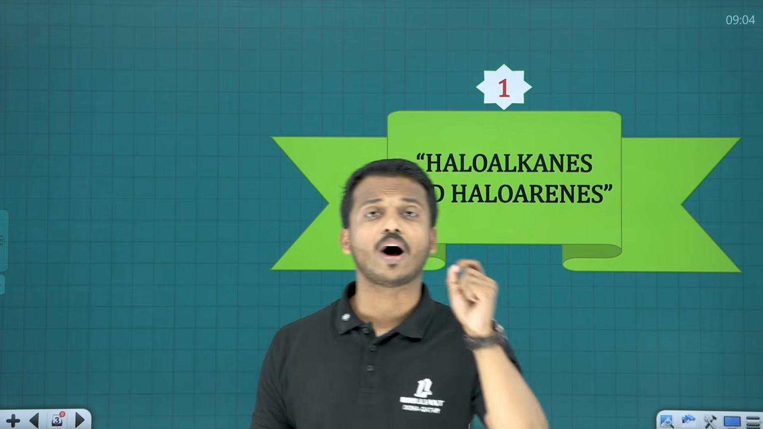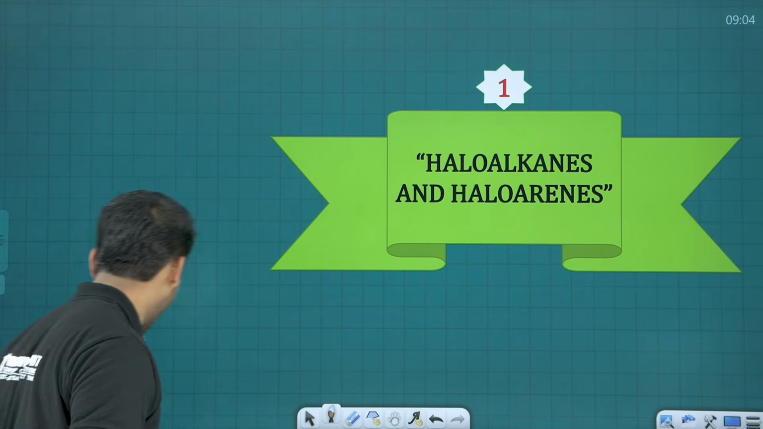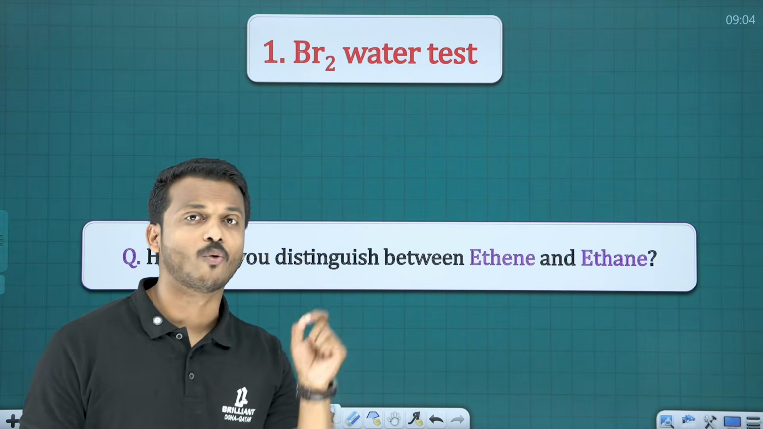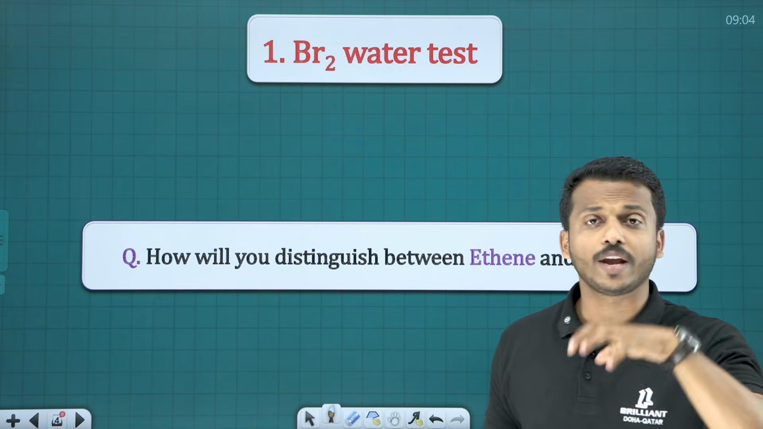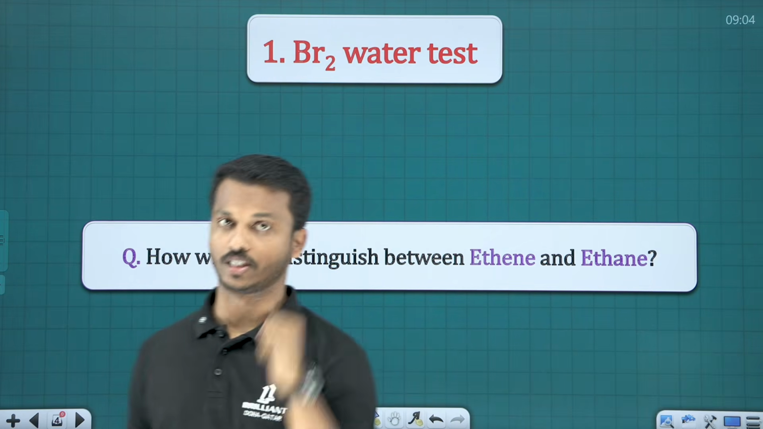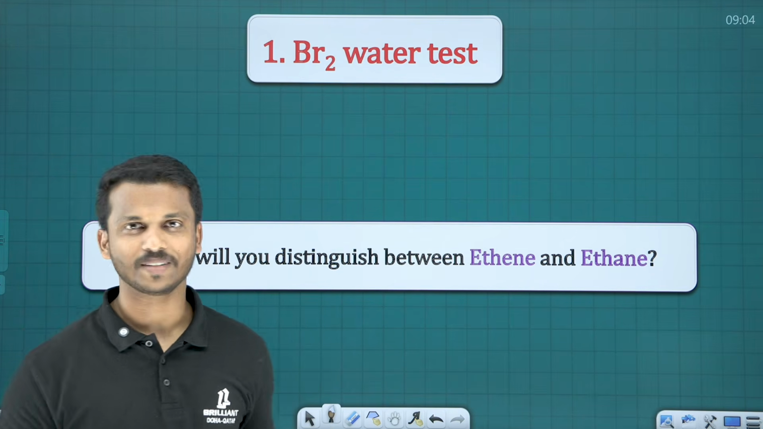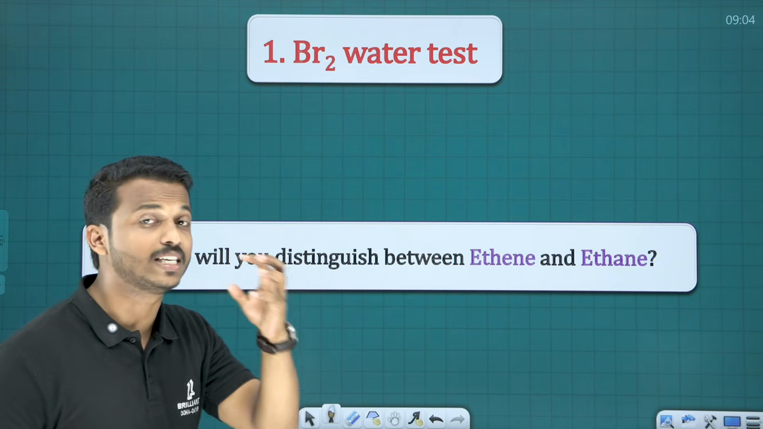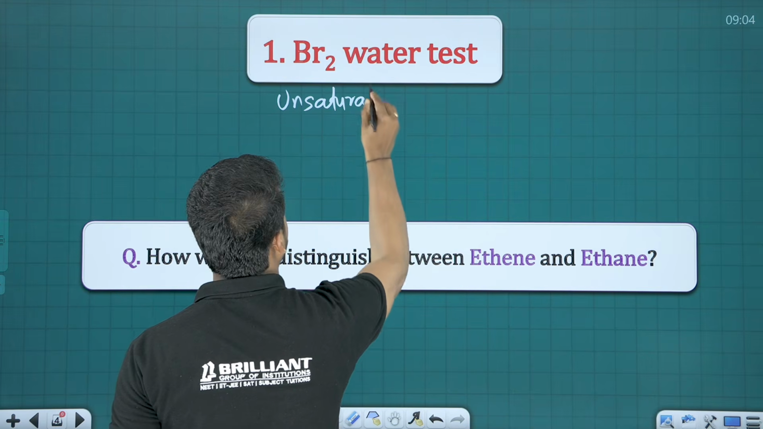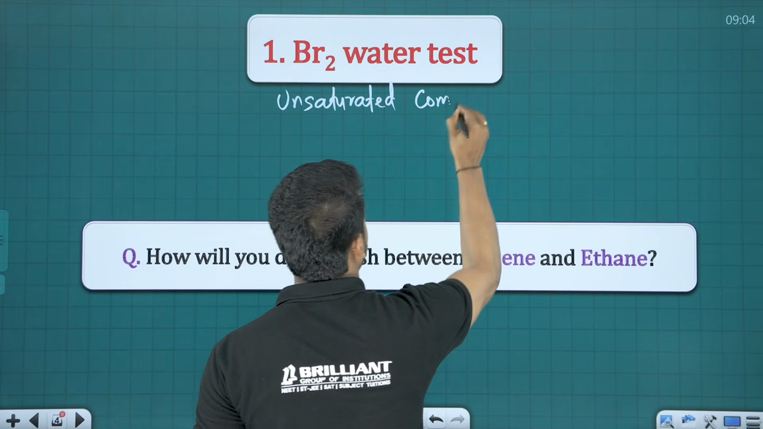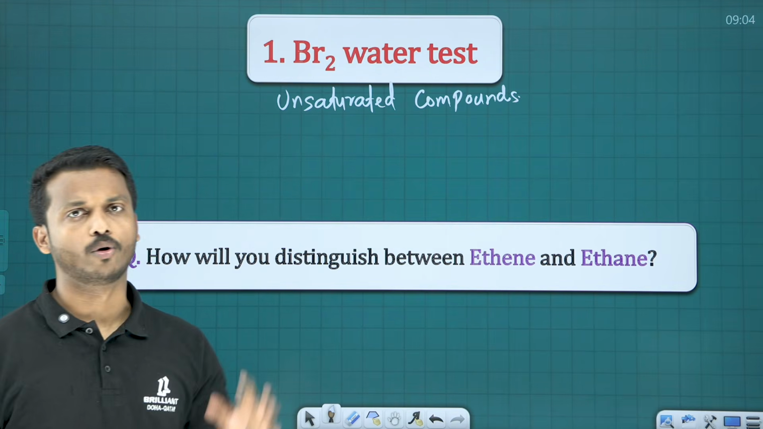In the chapter haloalkanes and haloarenes, mainly we have 2 distinguishing tests. The first one is the bromine water test. When you study a distinguishing test, first of all we have to know the main purpose of the test. So bromine water test is given by what? Bromine water test is given by unsaturated compounds, which means what?